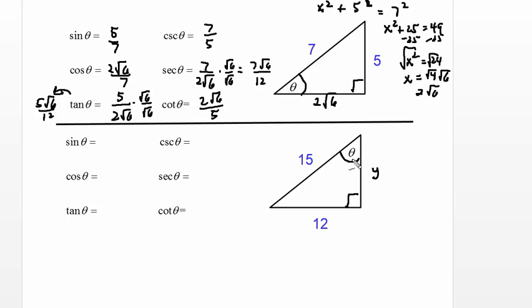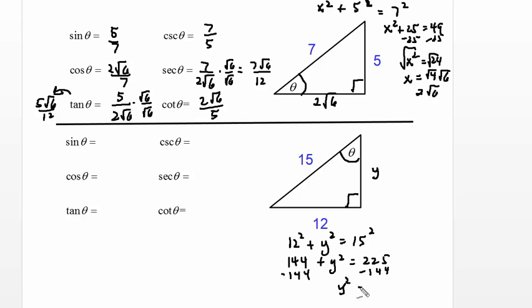Whenever I have one that goes up and down, I kind of like to do the x along the horizontal and the y along the vertical. So this would be 12 squared plus y squared equals 15 squared. So 144 plus y squared will give us 225. Subtracting the 144 from both sides, y squared is going to equal 81. Take the square root, y equals 9.